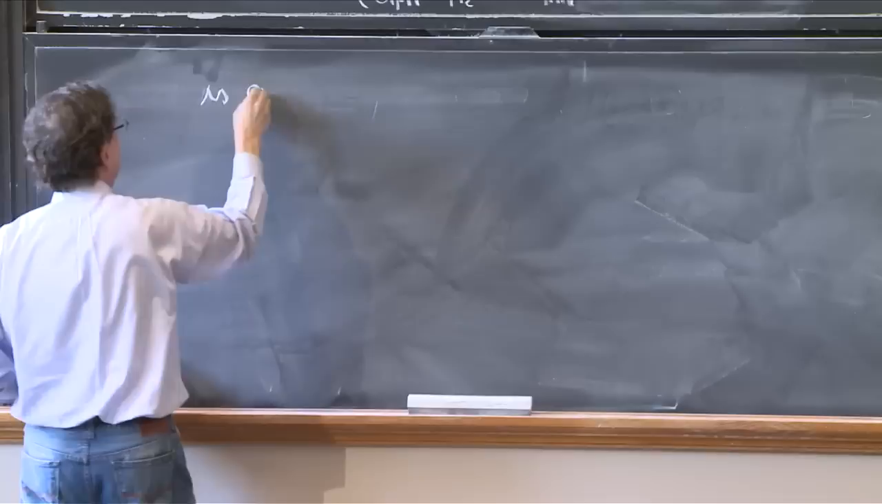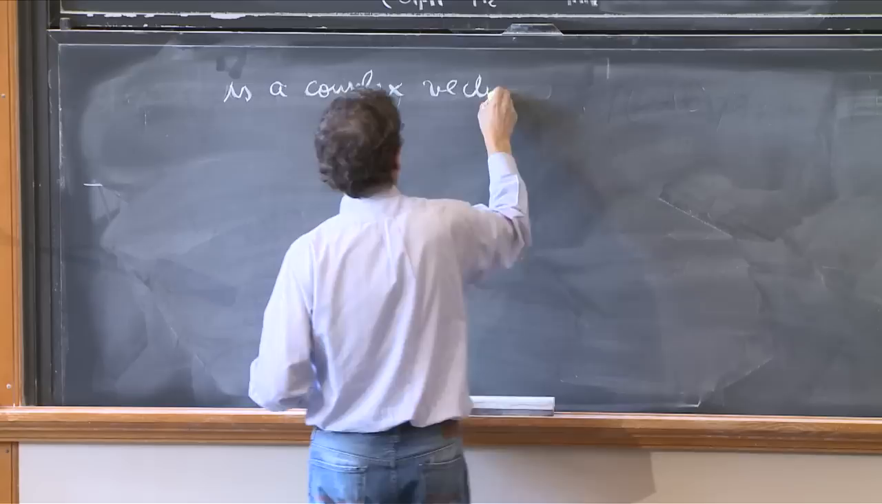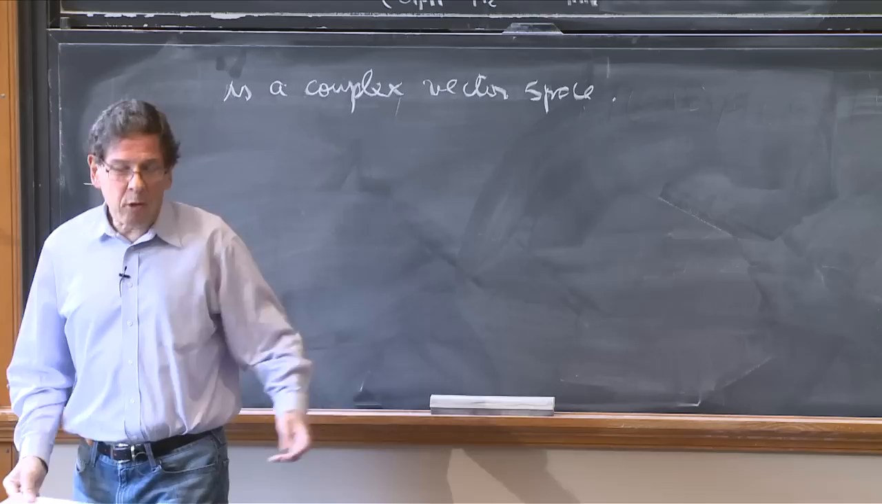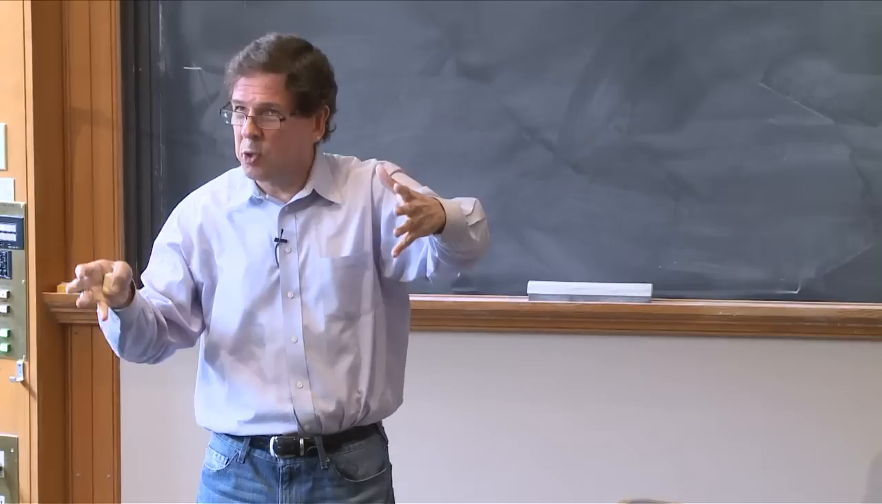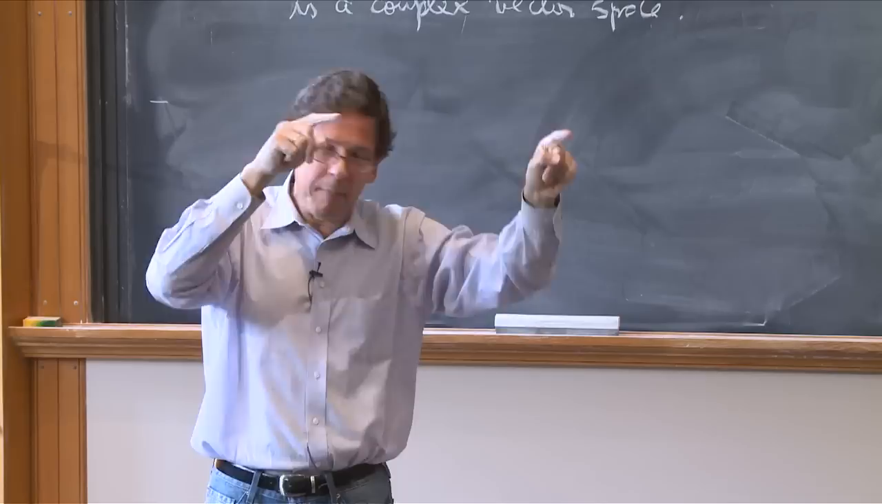Is a complex vector space. How do you multiply by a number? You multiply a number times every entry of the matrices. How do you sum two matrices? They have the same size, so you sum each element the way it should be, and that should be a vector space.